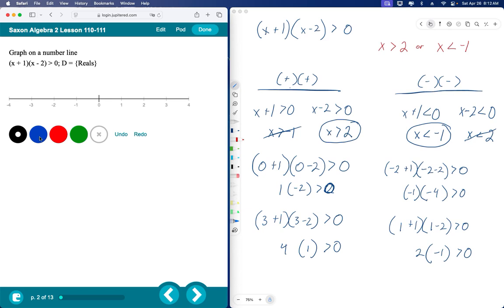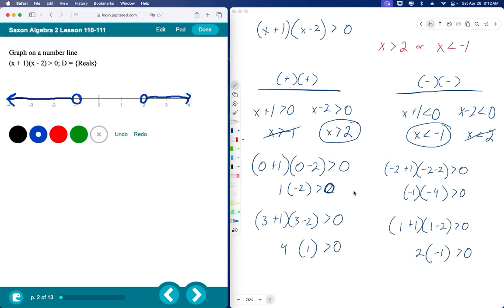So I'm going to graph this. I'm just going to pick a color. Let's do blue. I just gave y'all a bunch of different colors. There's no necessary color to choose. So x is greater than 2: we would just circle the 2 and go this way. X is less than -1: we would circle the -1 and go this way. And that's how you would graph that.